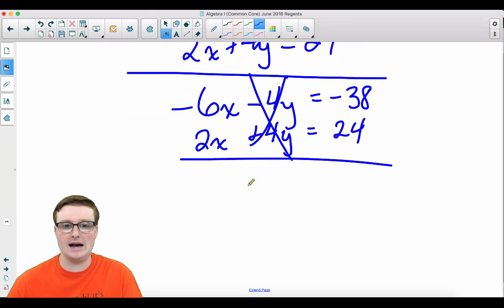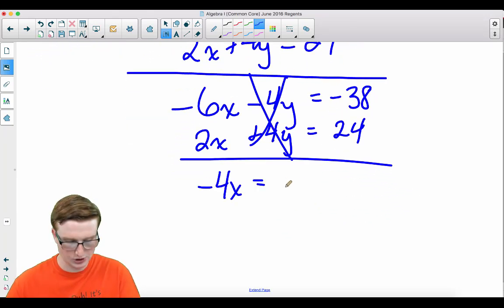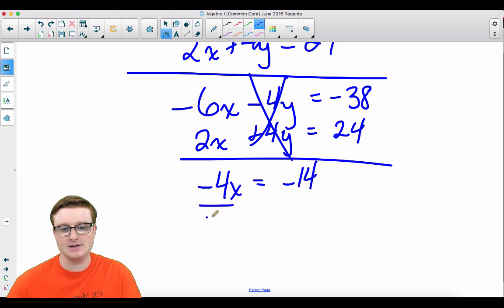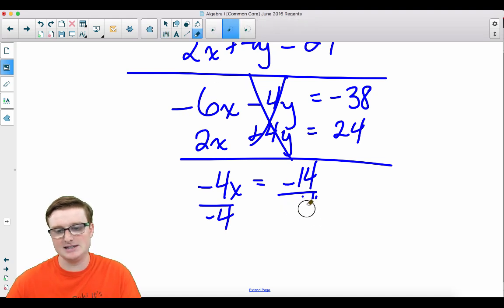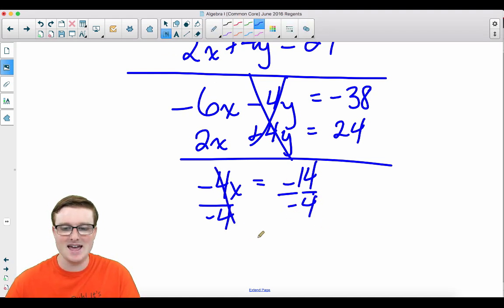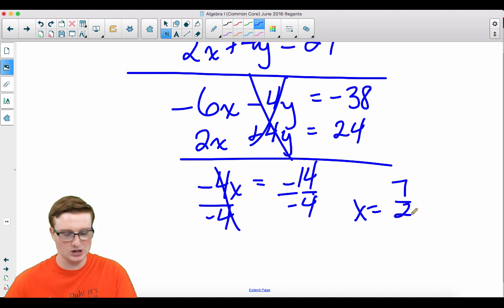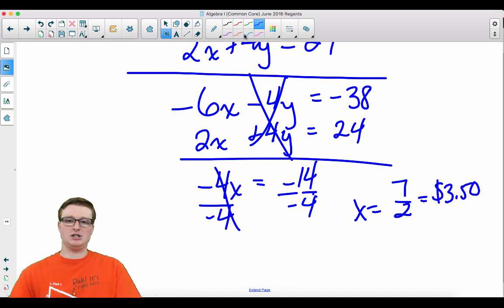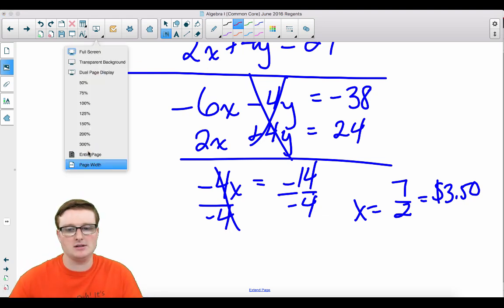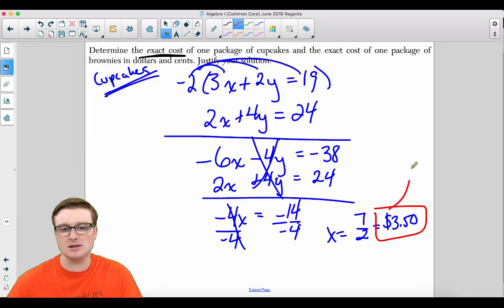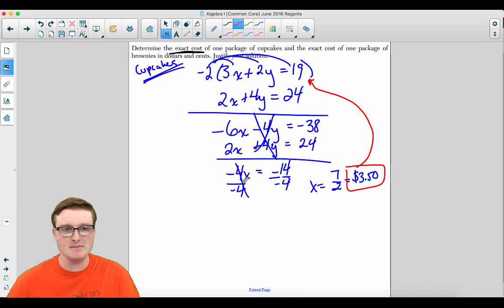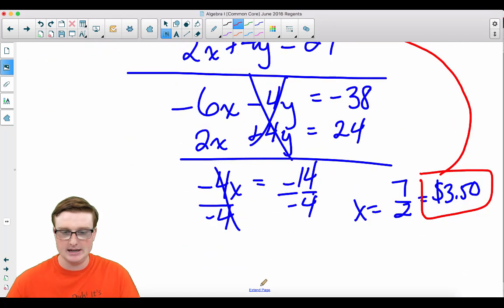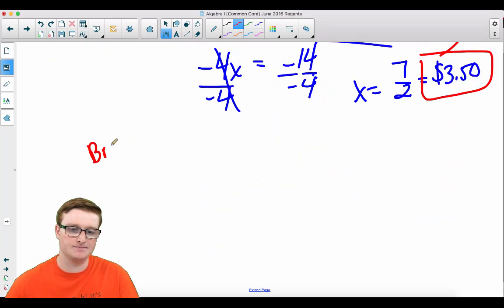Cancel out those y's, so we get -4x is equal to -14. Divide by -4 on both sides, and we get x is equal to 7/2, which is equal to $3.50. Now what we're going to do is solve for brownies. So we're going to take the $3.50 and put it back into one of these functions. I like the top one because it seems easier to me because there are smaller numbers.